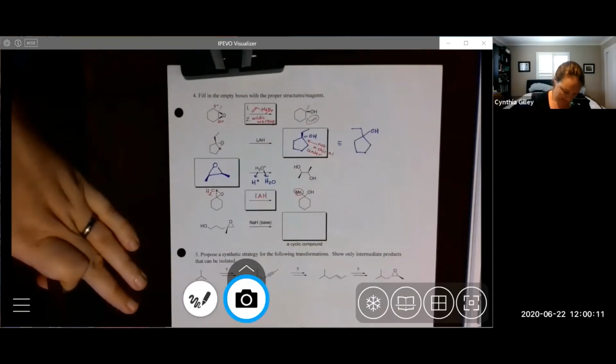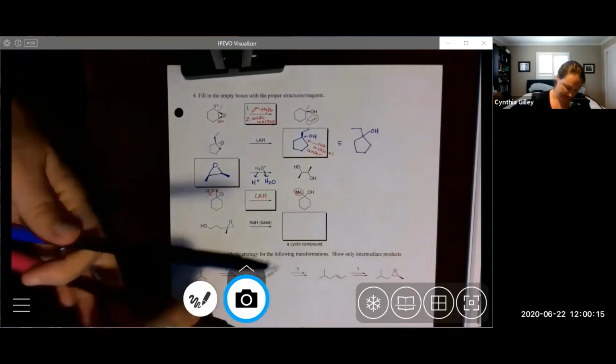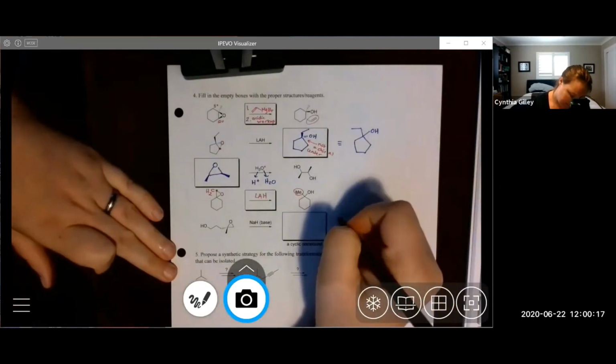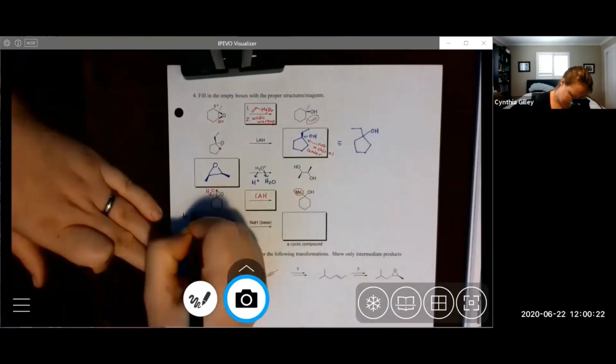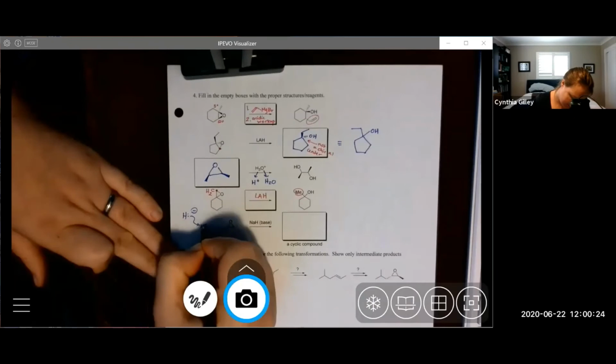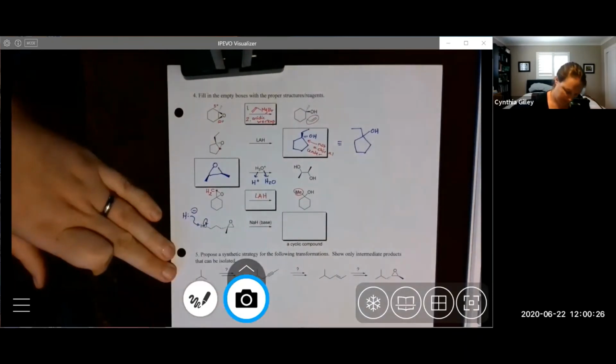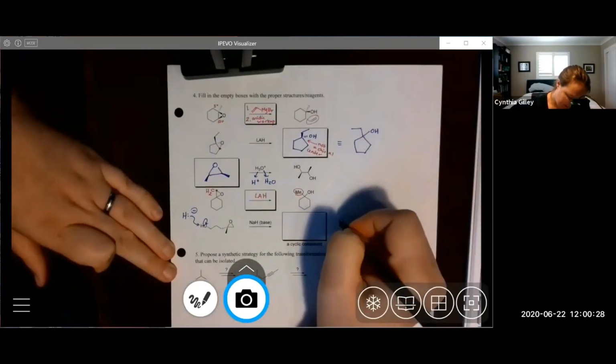And then this one is also a little bit tricky. So once we add the base, sodium hydride base, it's going to deprotonate the alcohol. So initially we get the alkoxide.